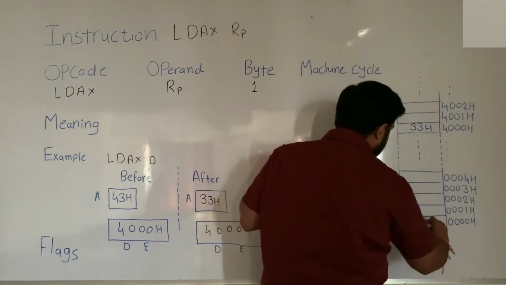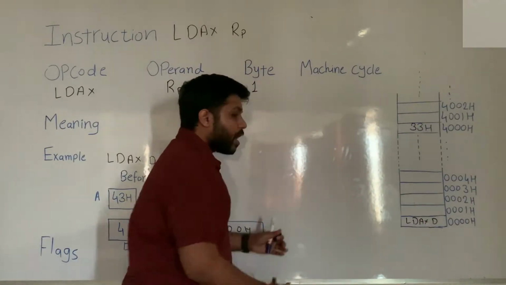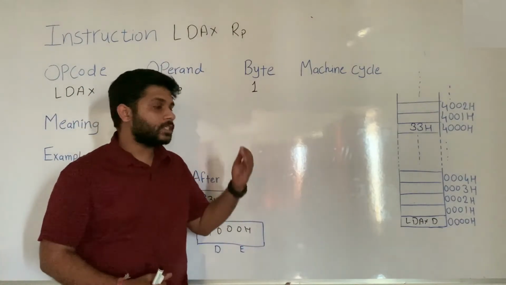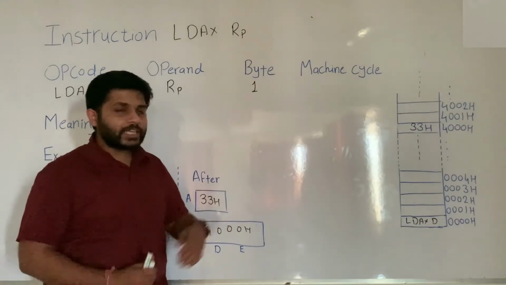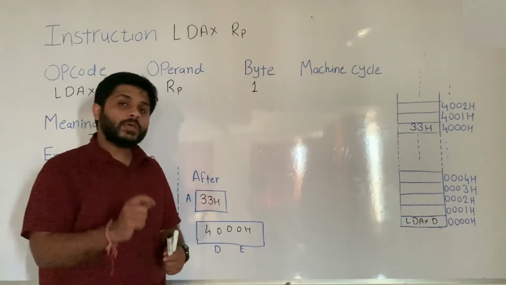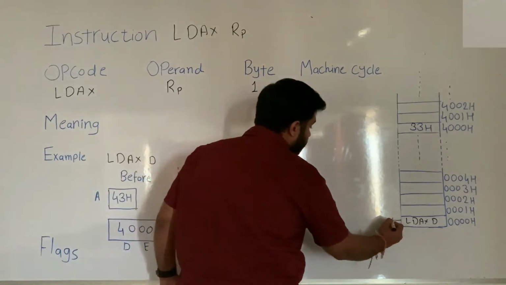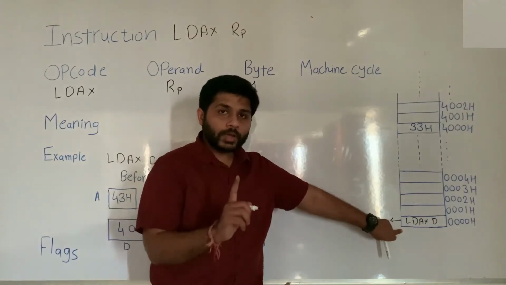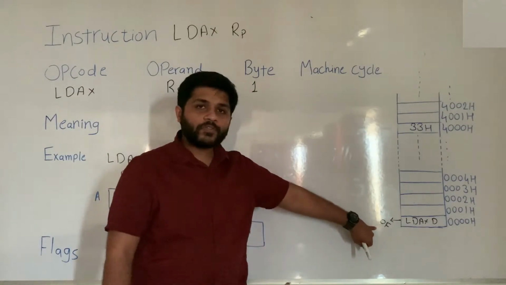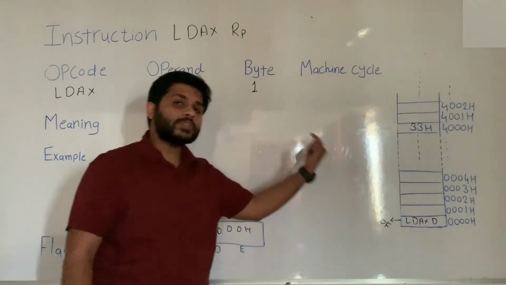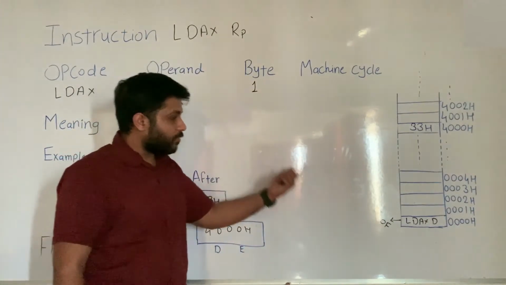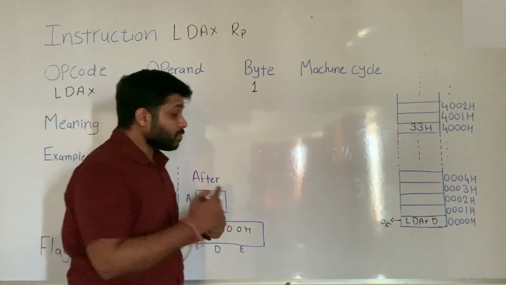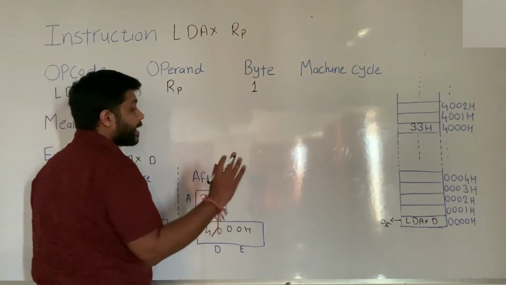So from the starting location, one instruction will be stored in one location: LDAX D. After the instruction is stored in the memory, the processor will start doing its work, which is fetch, decode and execute. To fetch the instruction, the processor will perform the first machine cycle, which is opcode fetch. Because this instruction is stored in one location, when the processor performs opcode fetch, the whole instruction will be transferred to the microprocessor. After this, the processor will decode the instruction. After decoding, the processor will execute.